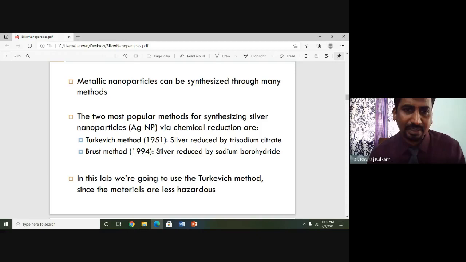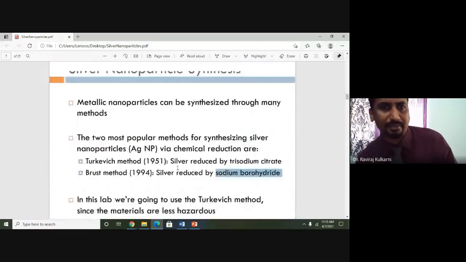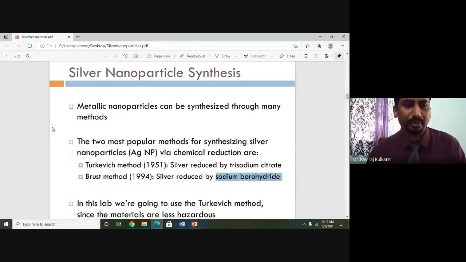Okay, in the Brust method, silver nitrate is first cooled. Okay, the same 1 millimolar silver nitrate solution of 60 ml volume is cooled first. Then we add sodium borohydride, 6 ml of 10 millimolar sodium borohydride, dropwise. Is that clear to you? Yes, sir. Okay. So these two are the methods for your syllabus. Okay. So we'll ask, explain any one method of synthesizing silver nanoparticles. 5 to 6 marks. Okay. So explain it. Okay, or both the methods.